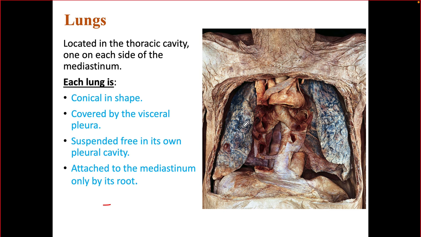So, guys, you have two lungs, one on the right and one on the left, and both are located on each side of the mediastinum. This is number one. When you look at any lung, you will see it has a conical shape, like a cone, covered by visceral pleura that adheres to it, as we mentioned yesterday. Even in a cadaver, you cannot remove it from the surface of the lung. The lung is suspended freely in the thoracic cavity, except at the hilum, where a couple of structures known as the root of the lung suspend both lungs medially.